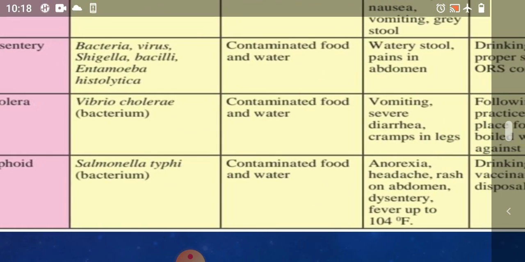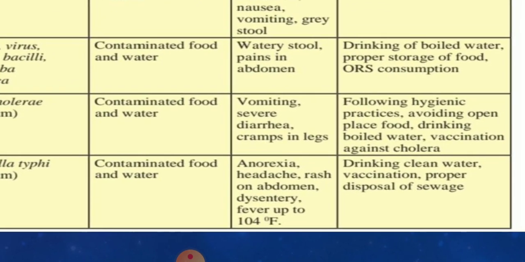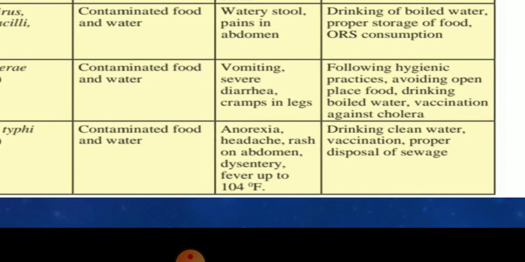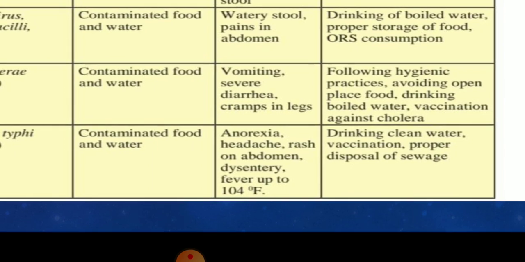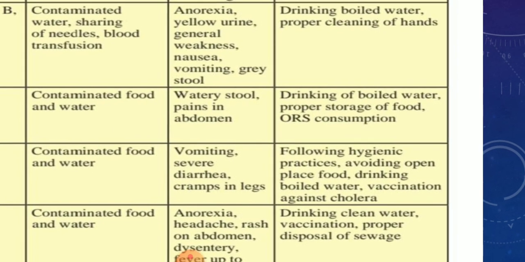It is caused because of a bacteria known as Salmonella typhi. Mode of infection is contaminated food and water. Symptom is anorexia. Anorexia, as I have told you before, is loss of appetite. That means you don't feel like eating anything. Headache, rash on abdomen. Rash means red color patches. Dysentery, fever can reach up to 104 degrees Fahrenheit. It can be prevented by drinking clean water, vaccination, proper disposal of sewage water. Your drainage water should be disposed properly, not close to your house.